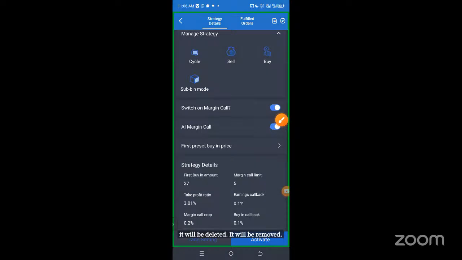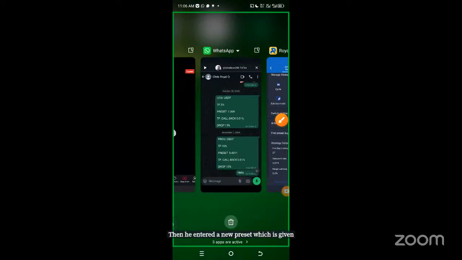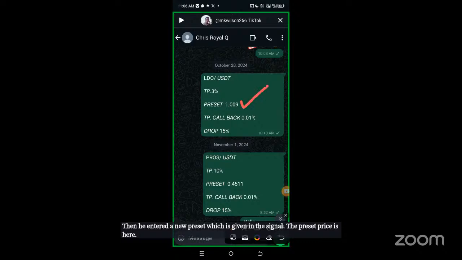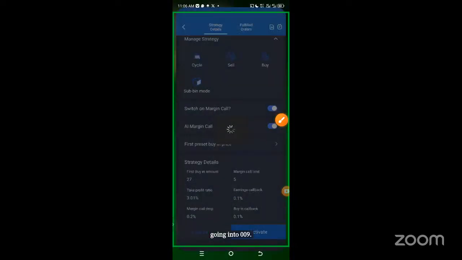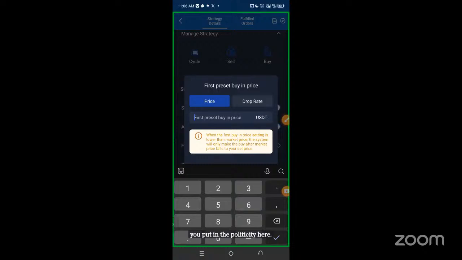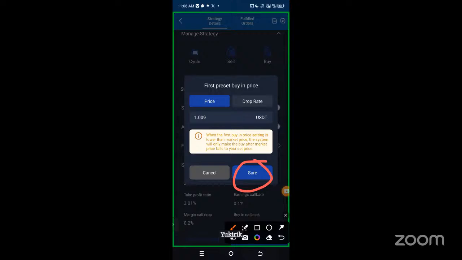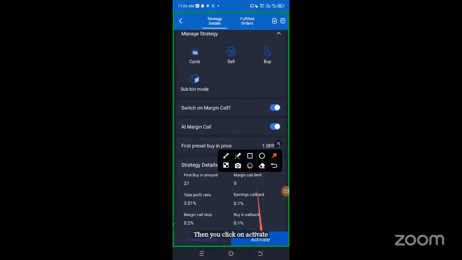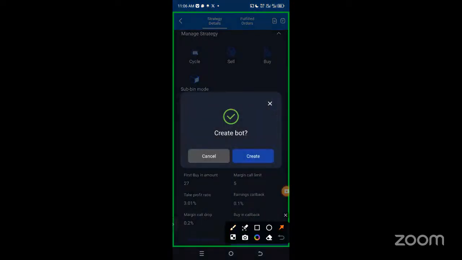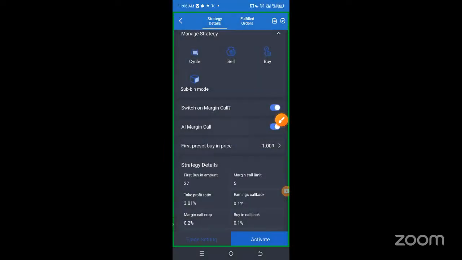Then enter a new preset which is given in the signal. The preset price is here. It is 1.009. You put in the preset here. It is 1.009. You click on sure. Then you click on activate and you click on create. Then you leave the robot to take control.